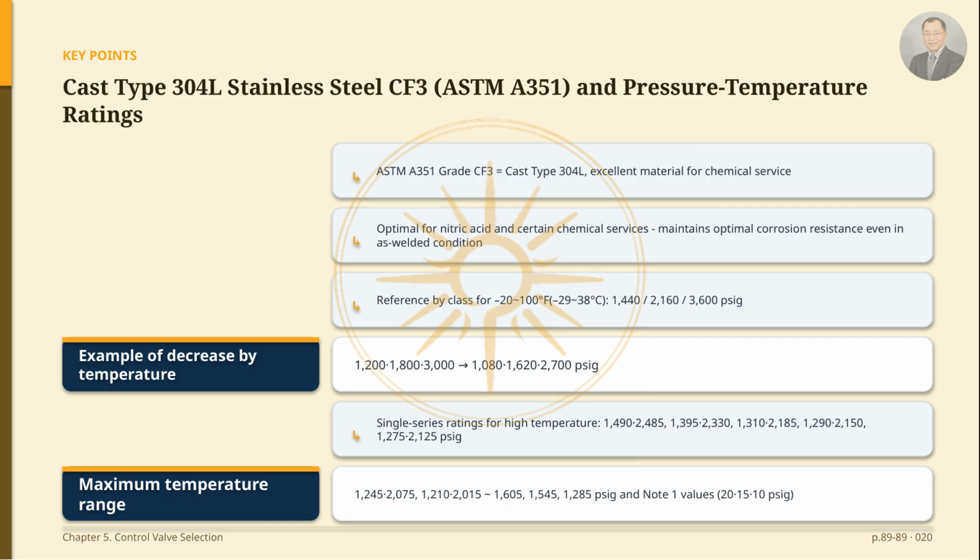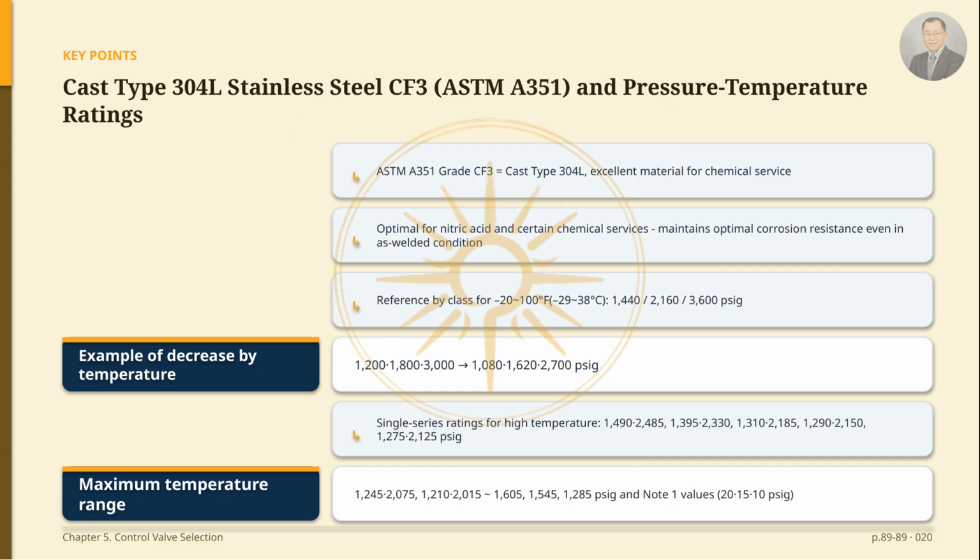Next, I'll introduce cast type 304L stainless steel, or ASTM A351 grade CF3. This material is a good choice for chemical service valves and is particularly suitable for certain chemical service applications, including nitric acid. A major advantage is that optimum corrosion resistance is retained even in the as-welded condition.